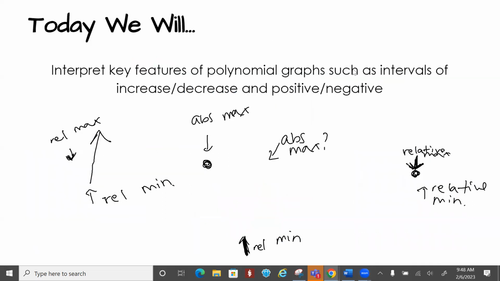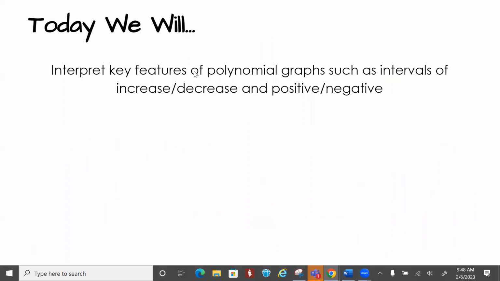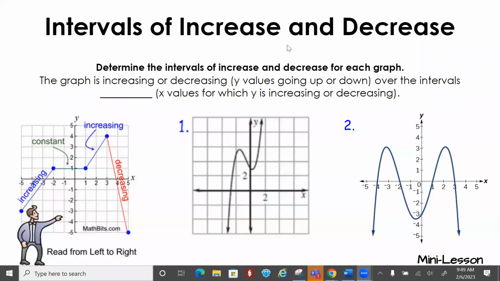Okay. So you're going to label your paper interpreting key features. Interpreting key features. Darius, what's on it? We are going to determine intervals of increase and decrease. I feel like you have already done this in Algebra 1, but if you haven't, it's okay. The graph is increasing or decreasing, so y's values are going up or down over the intervals, x values for which y is increasing or decreasing.